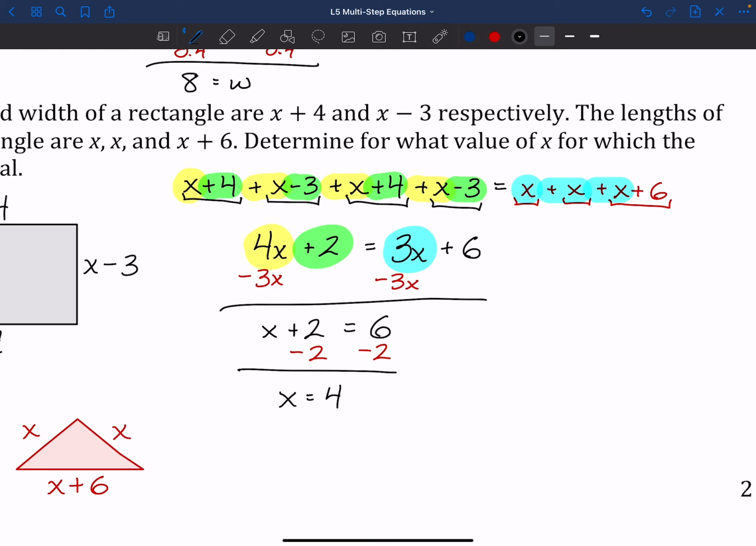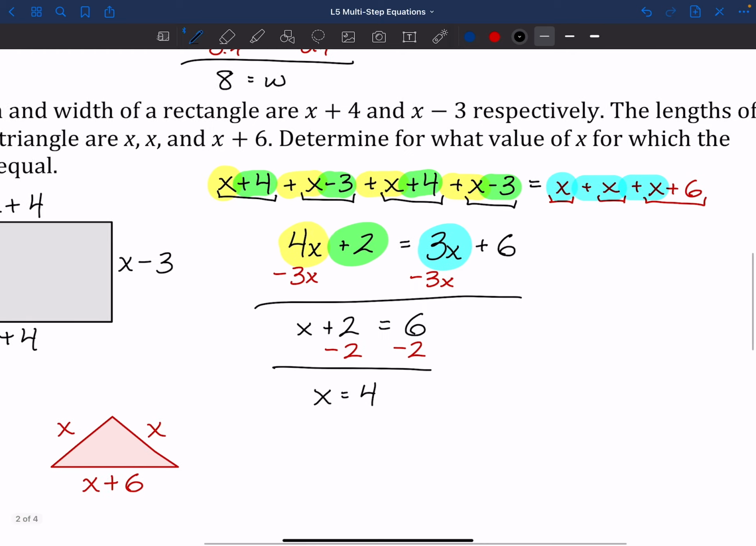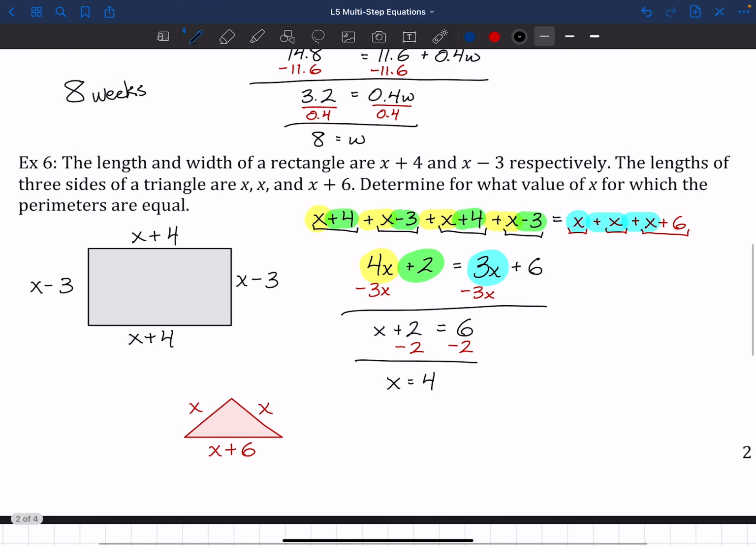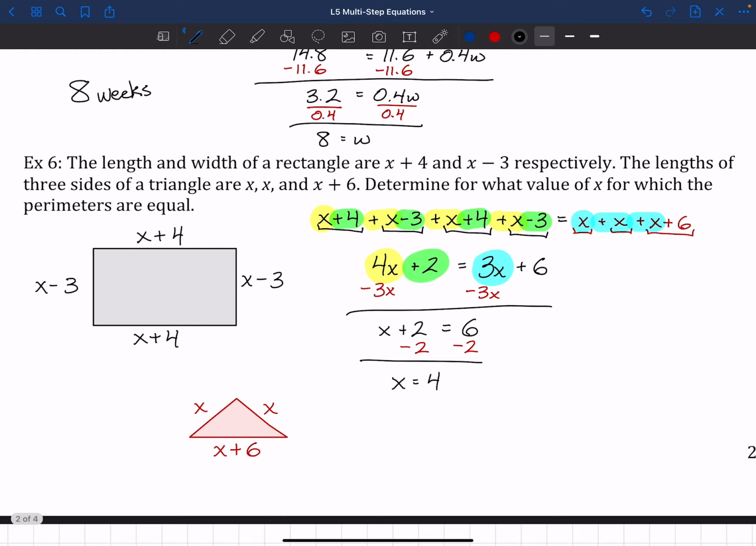Okay. So on this one, they don't really give us a unit, right? We don't know if we're talking about centimeters, inches, miles, light years, I don't know, right? But it doesn't give us a unit, so we're fine to just leave it as x equals 4. Right? So hopefully that doesn't seem so bad.